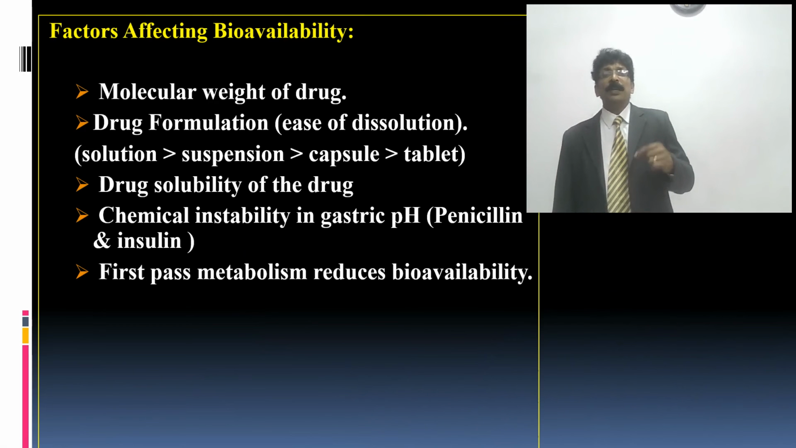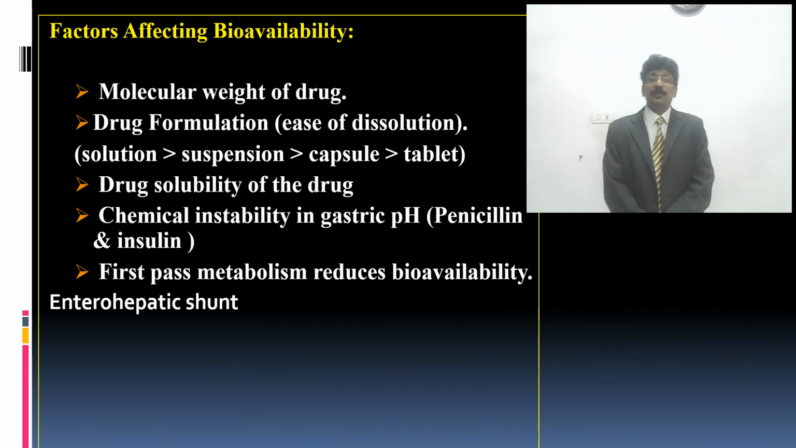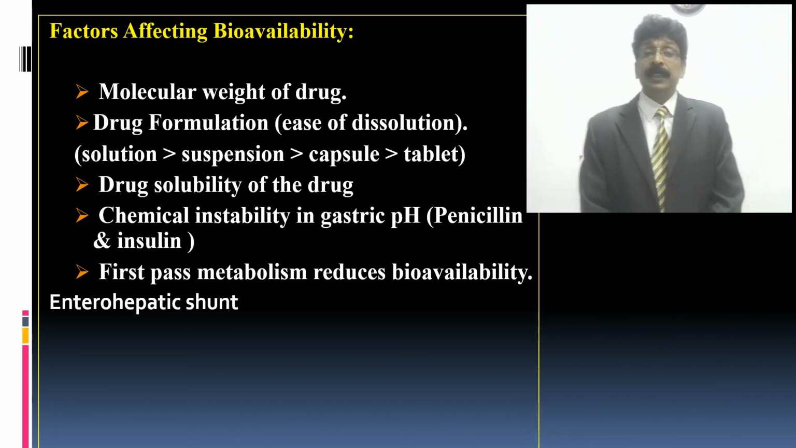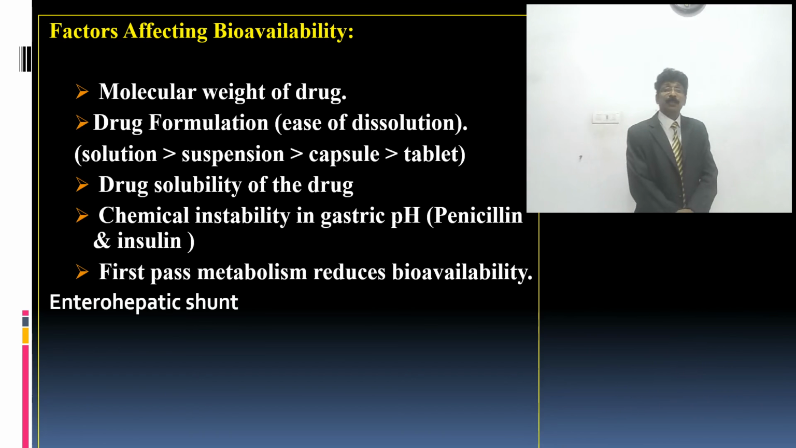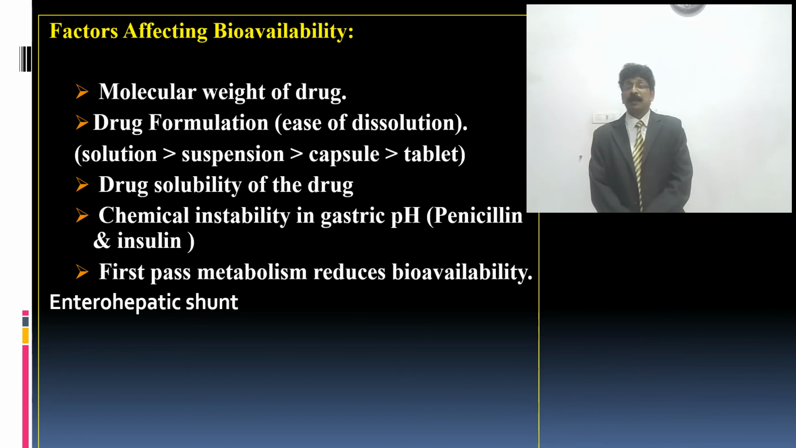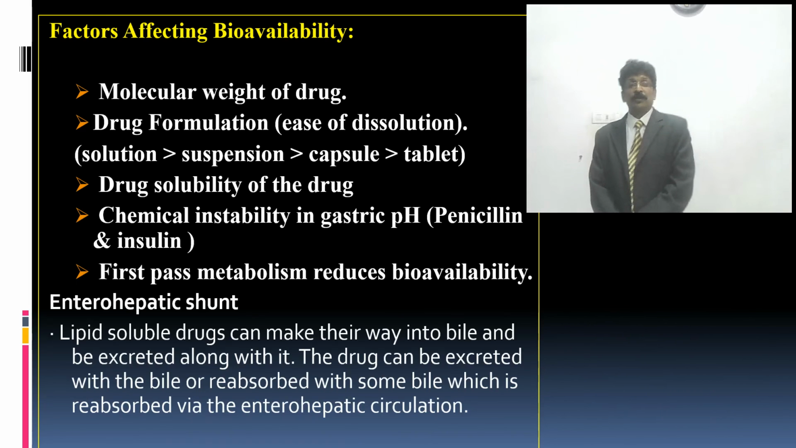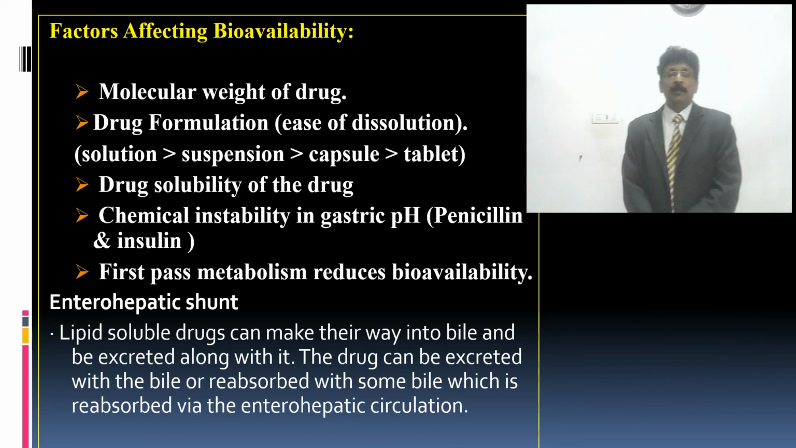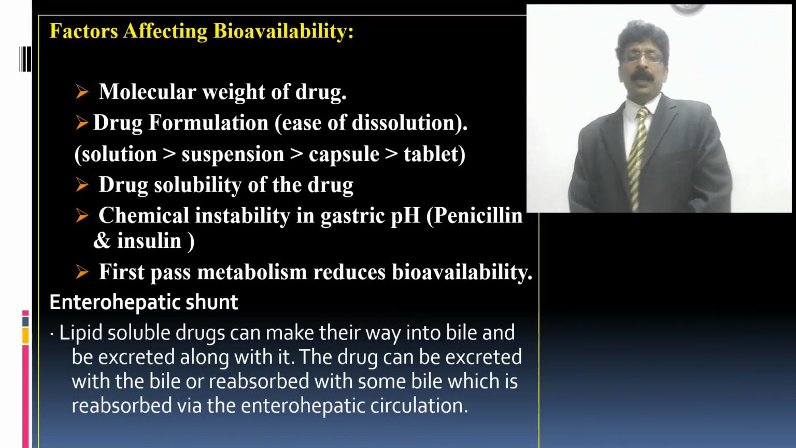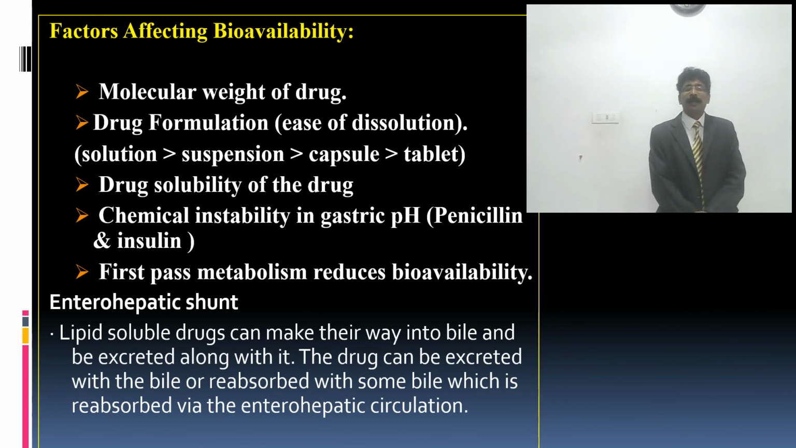Now the factors affecting bioavailability: molecular weight of the drug; drug formulation, such as dissolution, solution, suspension; solubility of the drug; and chemical stability at gastric pH, like penicillin and insulin, which are destroyed by stomach enzymes and pH. First pass metabolism reduces the bioavailability, and the enterohepatic shunt also. Lipid soluble drugs can make their way into the bile and be excreted along with it. The drug can be excreted with the bile or reabsorbed with some of the bile via the enterohepatic circulation. You can see the enterohepatic shunt.